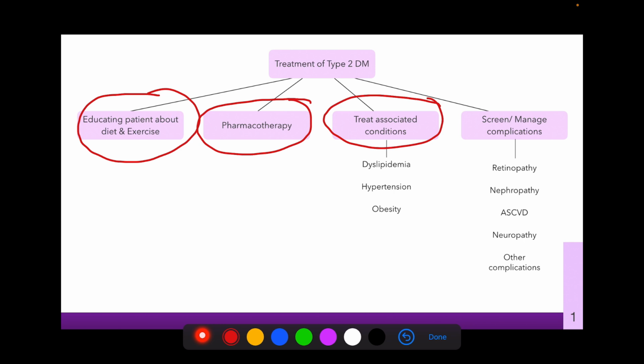I always tell my patients that diabetes, hypertension, dyslipidemia, these are like family members. If one person enters your body, other members of the family also enter, right? So if the patient is diabetic, you should also screen for associated conditions like obesity, hypertension and dyslipidemia. The next, very important thing, the important difference between an MBBS graduate treating diabetes and a specialist treating diabetes, is to manage and screen for the complications. You should always screen the patient for retinopathy, nephropathy, ASCVD, neuropathy.